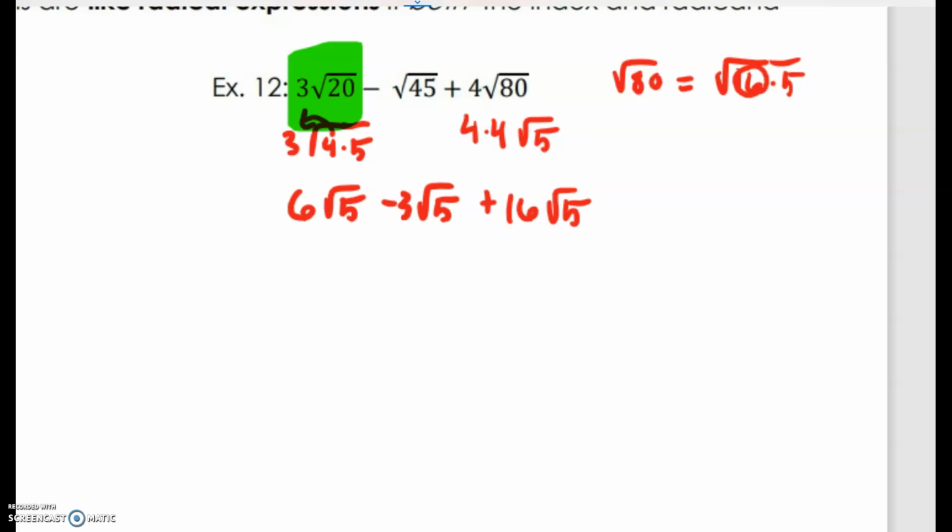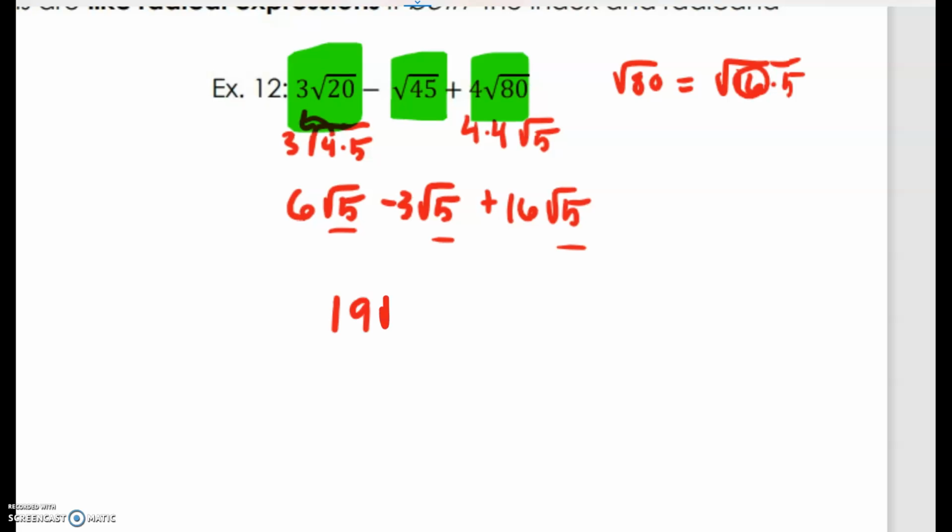I've simplified each one individually, so I looked at each individual radical and just simplified them. And then now I'm ready to combine like terms or combine the like variables if I can. All of these are like variables because they're all radical 5s. So 6 minus 3 is 3, and then 3 plus 16 is 19. So this is 19 radical 5.